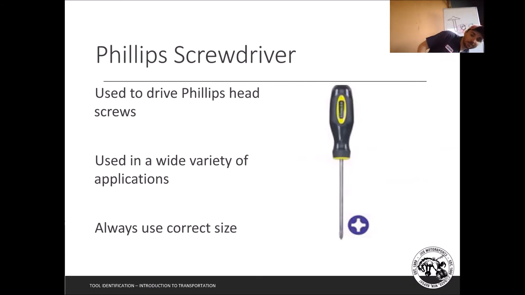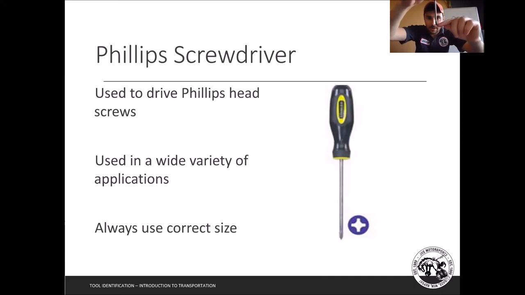Next is a Phillips screwdriver. Phillips screwdriver, always use the correct size. They come in a number of sizes. Once again, just like slotted, they also come in different lengths. You just got to make sure you're using the right one. When you put this into the head of a Phillips screw, you want to make sure that it seats really well and it doesn't have a lot of wiggle room. If it's got a lot of wiggle room, go up a size.